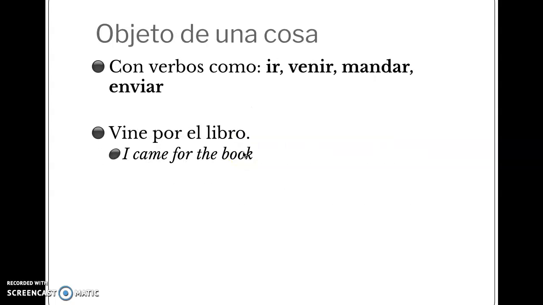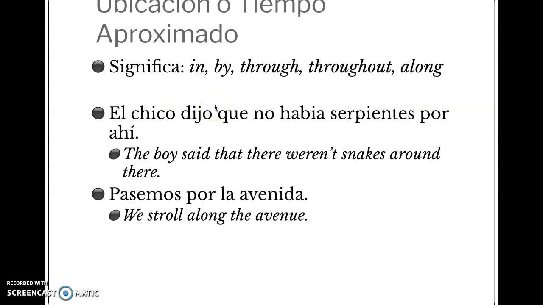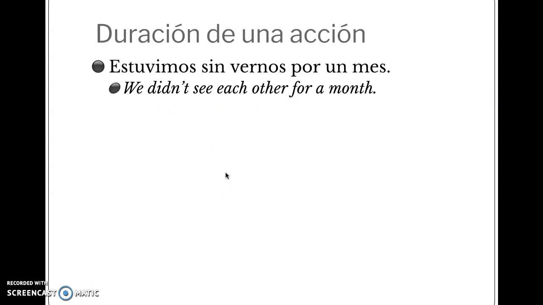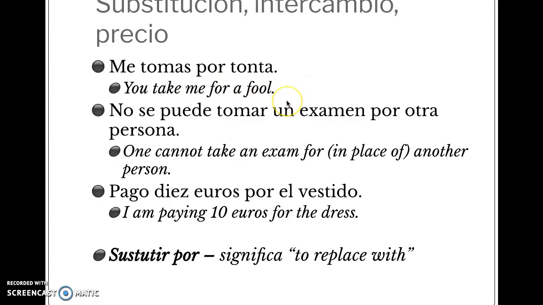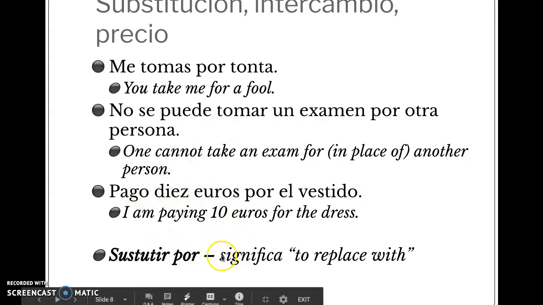Vine por el libro. So ir, venir, mandar con por and an object is going to use por. In, by, through, throughout, along. El chico dijo que no había estudiantes por ahí. Pasemos por la avenida. Duración, estuvimos sin vernos por un mes. Intercambio y precio, me tomas por tanta. No se puede tomar un examen por otra persona. Pago 10 euros por el vestido. So, sustituir por to replace with. You can see it like that.